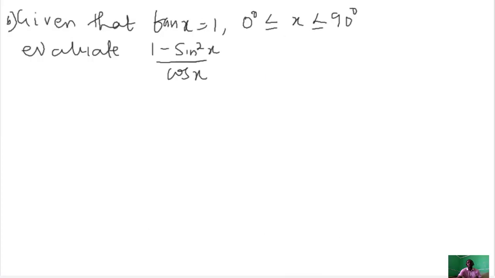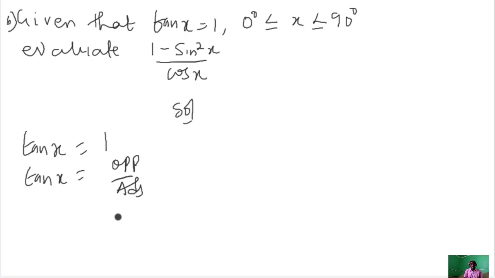Let's still move on and solve other questions. So we have a question to solve. It's a trick question. Given that tan x is 1 and x is between 0 to 90 degrees, we are to evaluate 1 minus sine square x cos x. So in our solution, we have tan x is equal to 1. So you can find x, then we look for it. For this one, we have to use a diagram. So tan x is opposite over adjacent. So let's draw a diagram here.